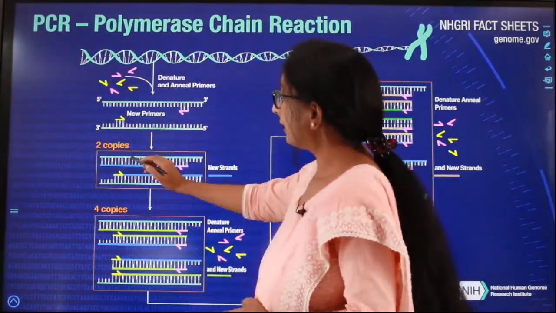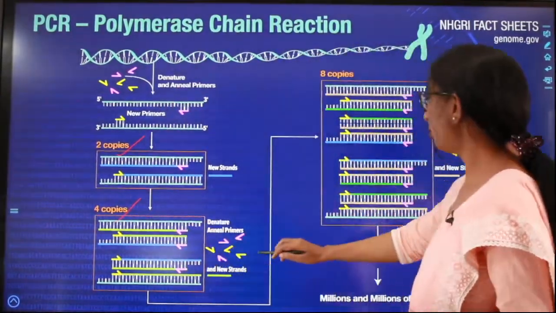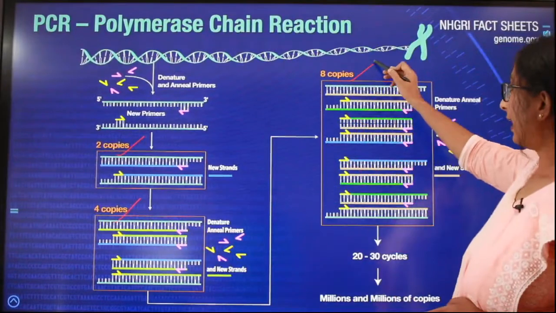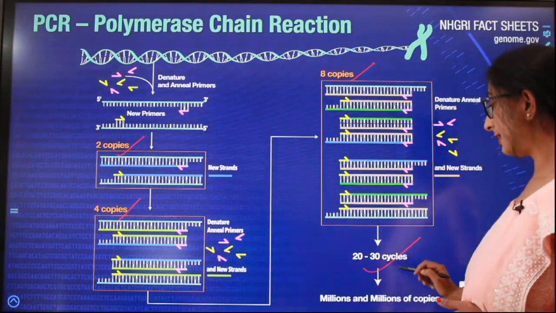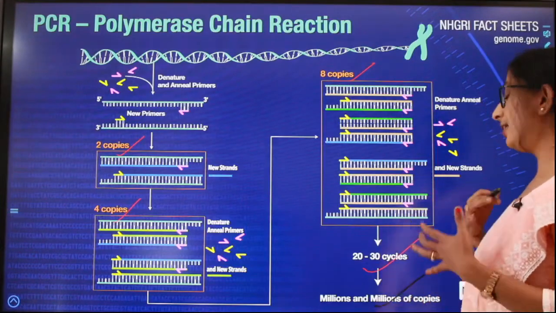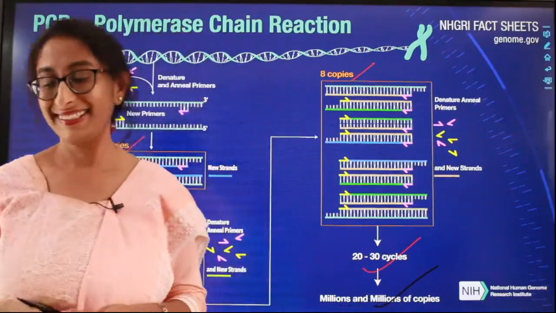So after one cycle you have two copies, after two cycles you have four copies. So it goes on and on. You get 8 copies, 16 copies, 32 copies. So after around 20 to 30 cycles you can get millions and millions of copies of the DNA fragment which you had. Got it?